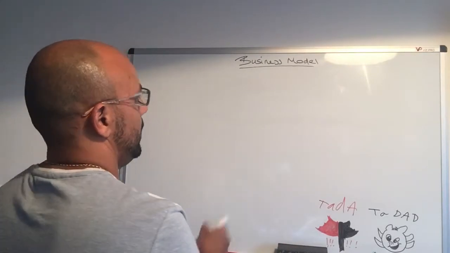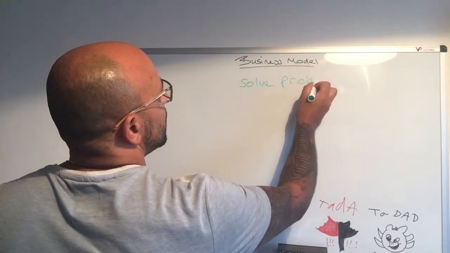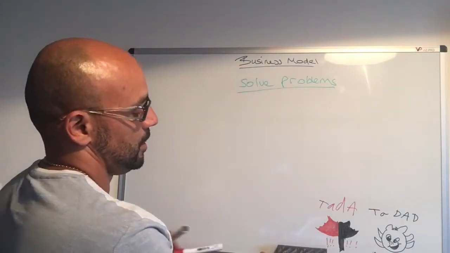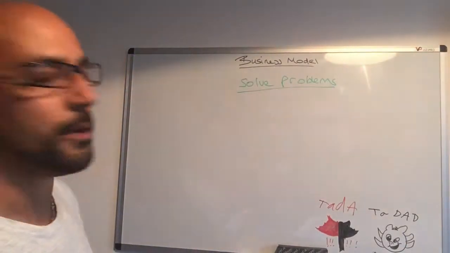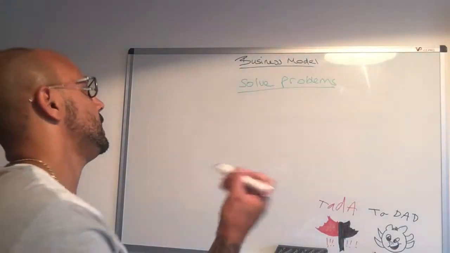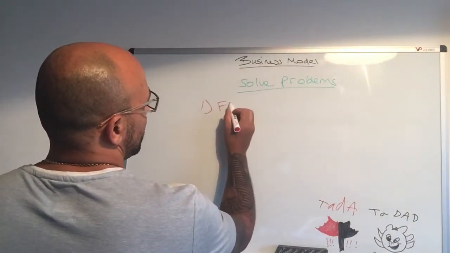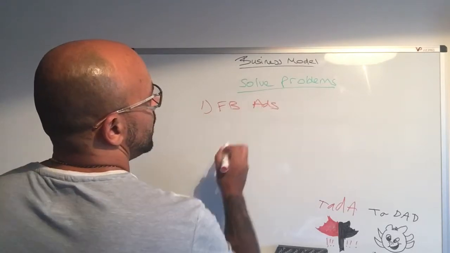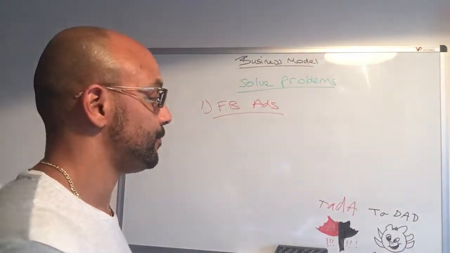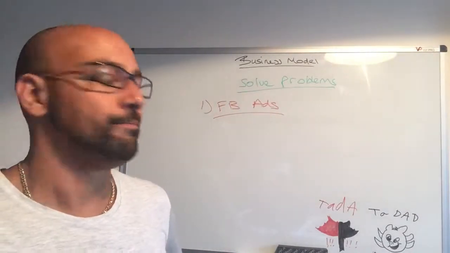Let's write this in green. Solve problems. Now, I'm just going to get my different color pens. Okay, so solve problems. So one of the things that you can solve is people don't know how to do Facebook advertisement. So you can solve a problem by, people don't really understand how Facebook do their advertisements, and all the terminologies behind it all.